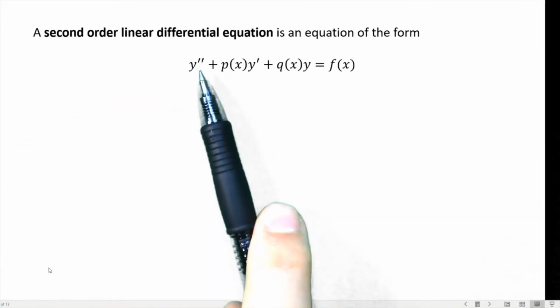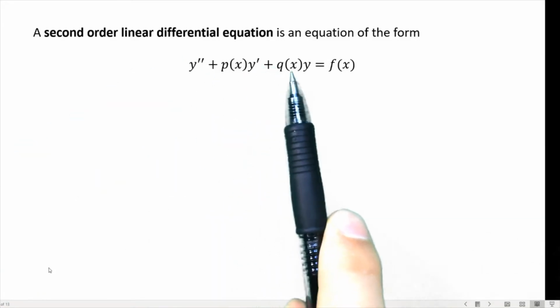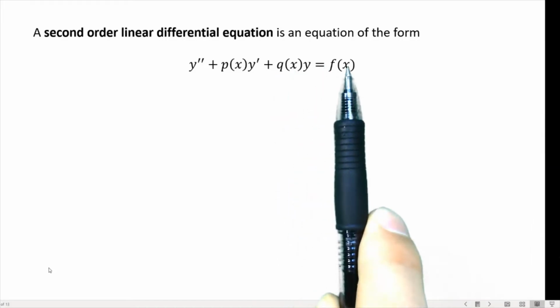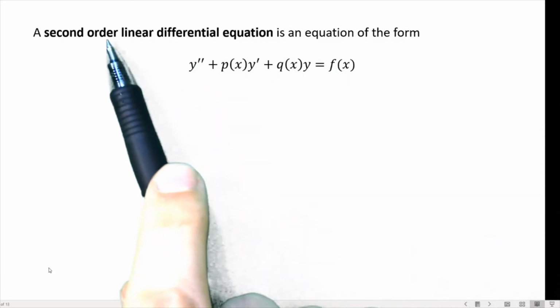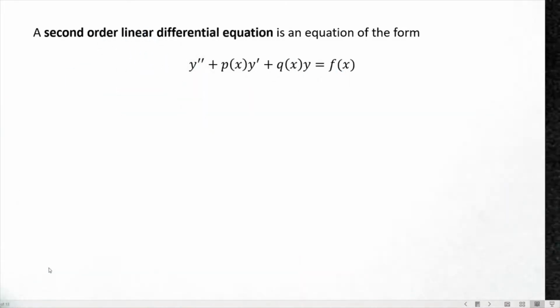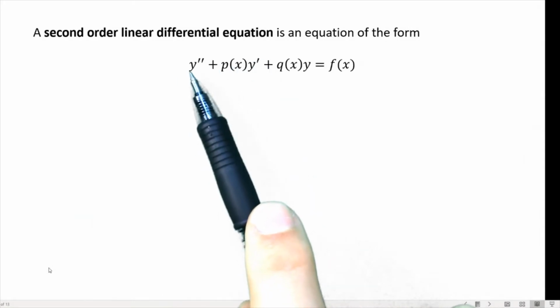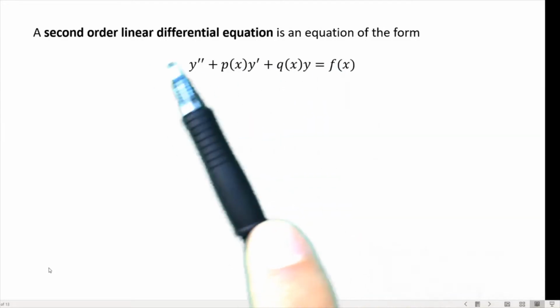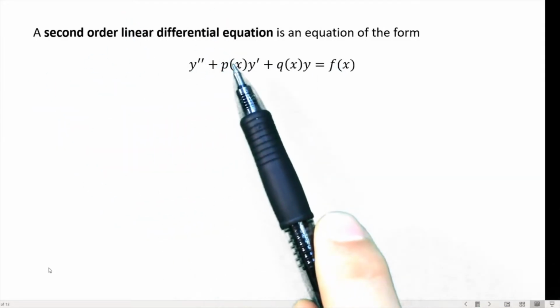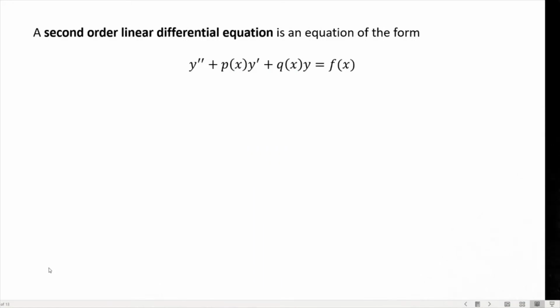We're going to have two derivatives of y plus some function of x times y prime plus some function of x times y equals some function of x. If you can write it into this form, it's a second order linear differential equation. Now, these don't need to be functions of x. I mean, y might be a function of t, in which case you'd see t's here. Or it might be a function of some other variable, r or s, in which case you'd see r's or s's here. All right? But we're using x in what we're talking about.